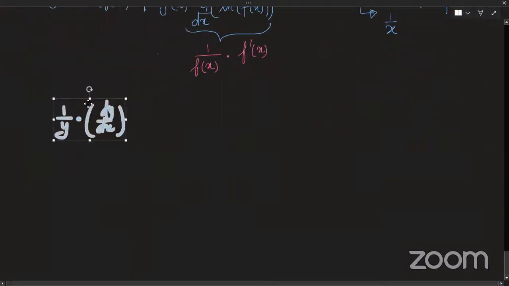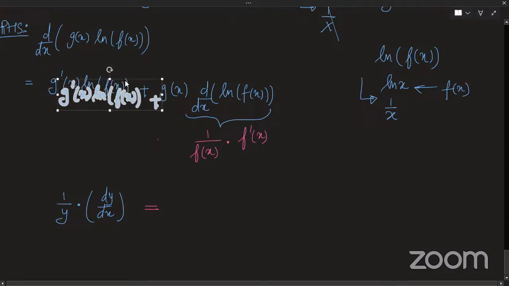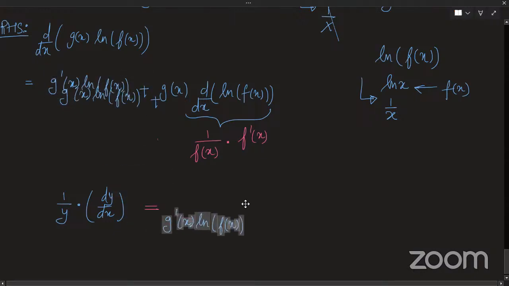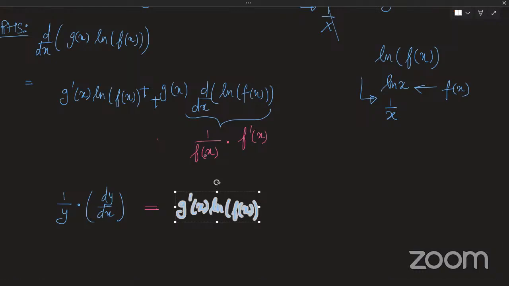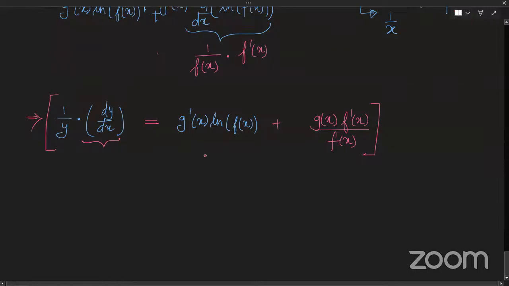So I'm just equating my left hand sides and my right hand sides. Right? So you can just see over here that I have got my dy by dx, and all the other terms related to g dash x, ln of f of x, and 1 by y. Fine. So I have my value of dy by dx. Do you all agree?